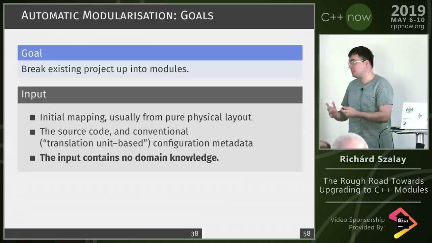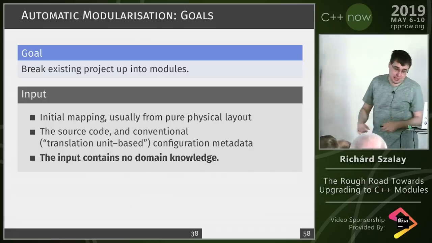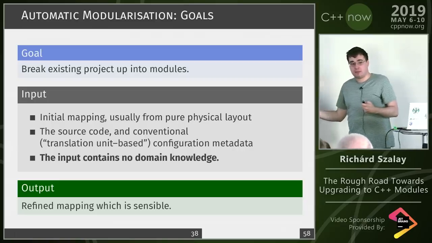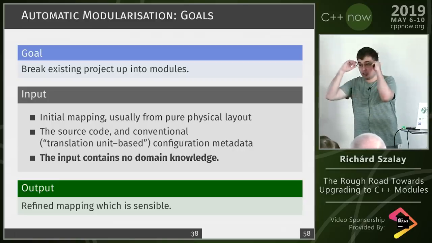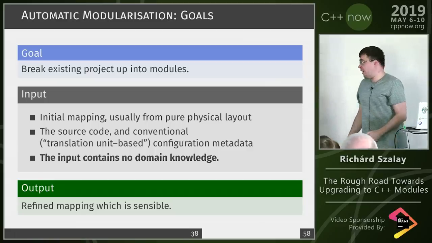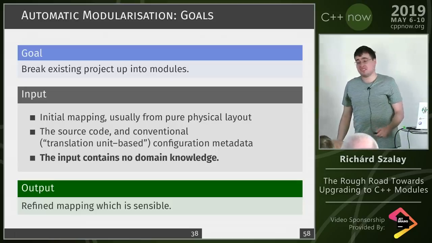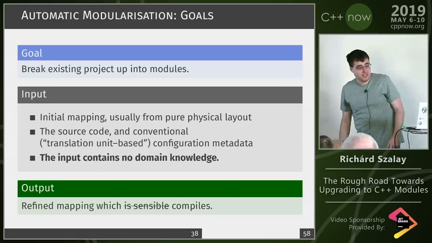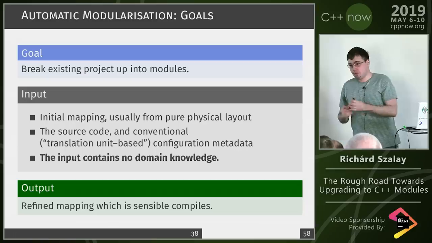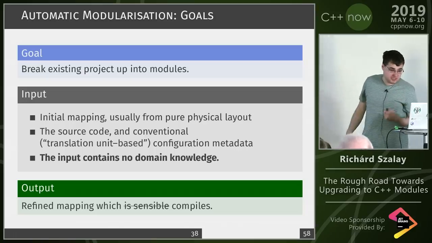So what I wanted to make is kind of a tool you can give any project, which you are legally authorized to give me, and then it just creates the modules for you. And of course, the output should be some sort of a module mapping: original source files to modules, which is sensible. Now, greedy algorithms sometimes don't really create sensible outputs, so I moved the goalpost a bit, and my wish was that it compiles. Just get it to compile and work, hopefully with the same behavior as in the conventional C++, the pre-modules C++ world.